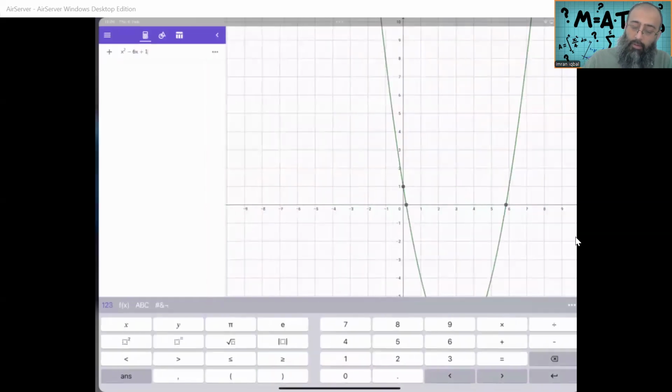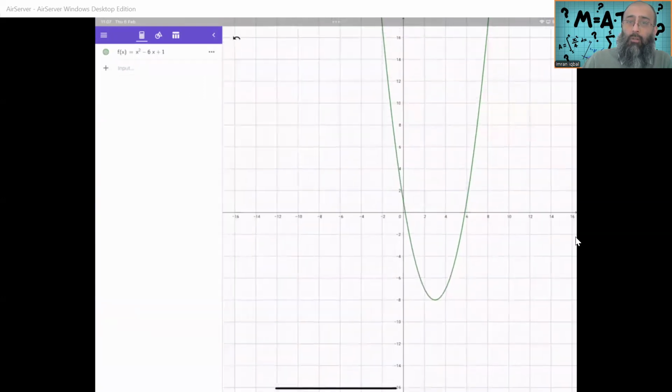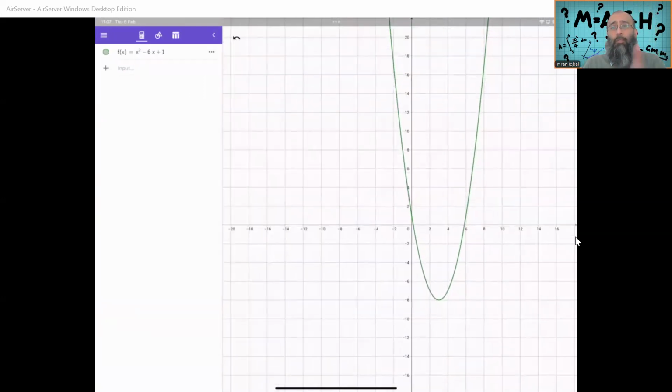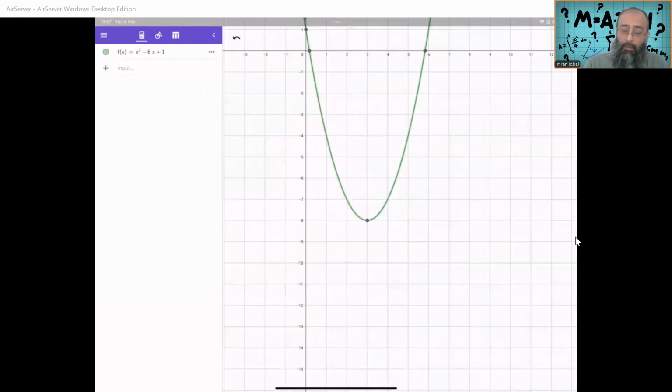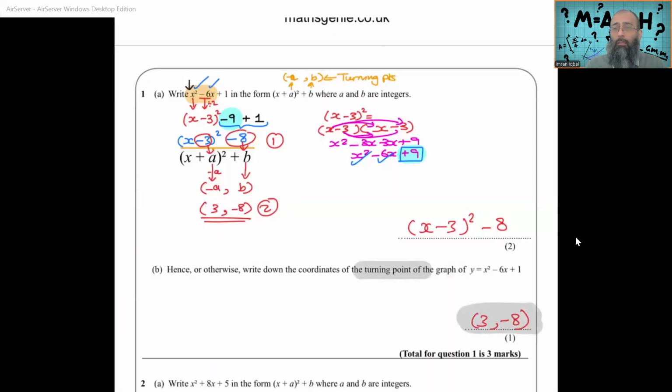So let's go back to our graph. Let's move it around. So here's our function, x squared minus 6x plus 1. The graphing software has drawn it for us. If I touch that, it gives me the turning point. And as you can see there, the turning point is (3, -8). Bang on what we got. So we're happy. This is the correct answer. Even if you graph it, it confirms.